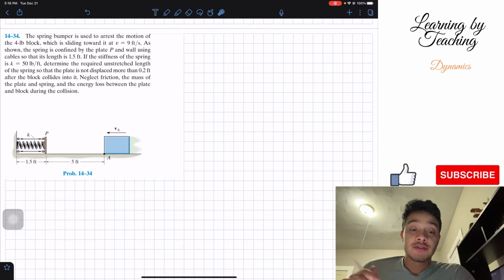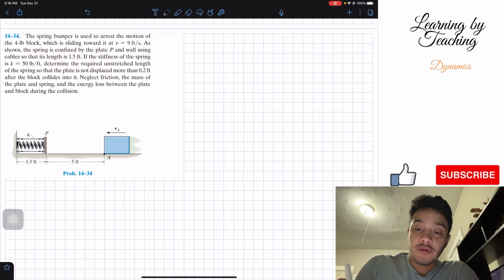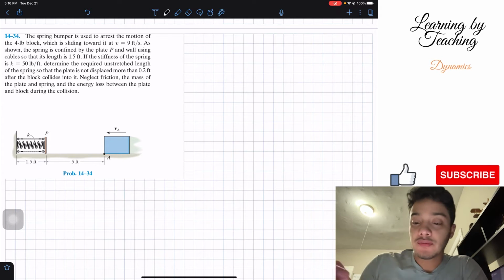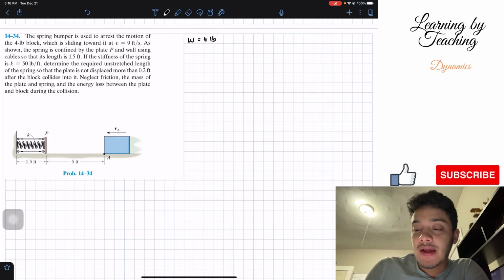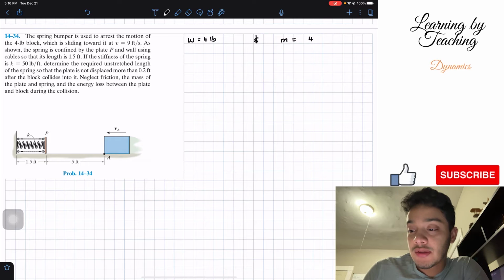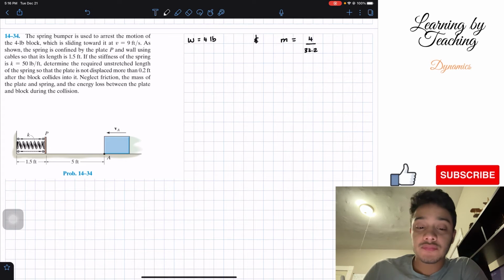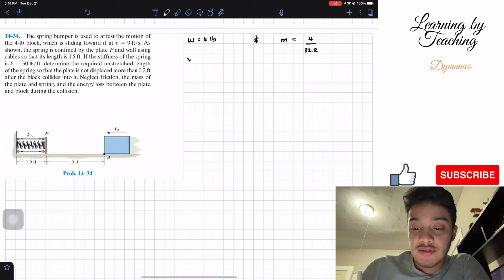Alright, so the first thing that I like to do in order to solve this problem is write our givens. So we have that our weight is equal to 4 pounds, and from our weight we can calculate our mass. The mass is going to be our weight divided by gravity. Since we're in English units, it's 32.2. Then they're also giving us the initial velocity, so v1 is equal to 9 feet per second.